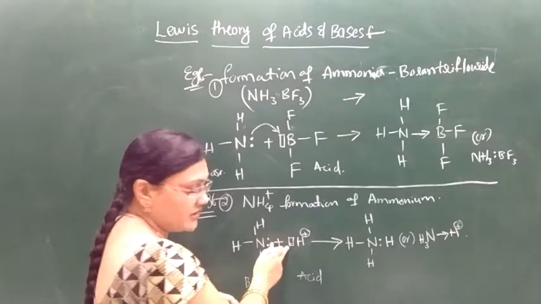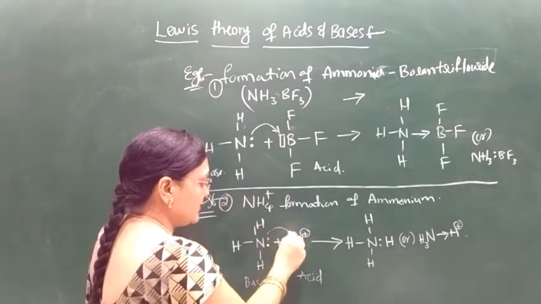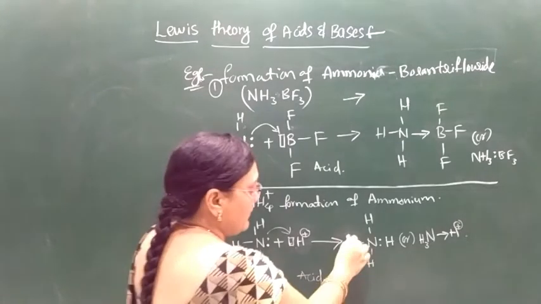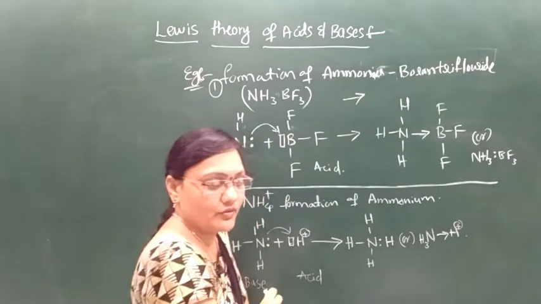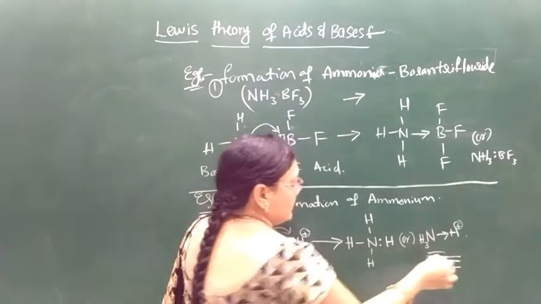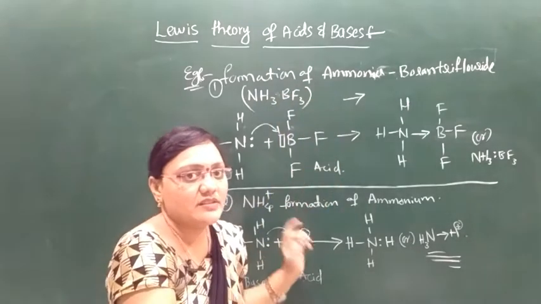The hydrogen acts as the acid and ammonia acts as the base. This is the donating; donating is the base, accepting is the acid, to form NH4. This is very important. This is the Lewis theory of acids and bases with examples.